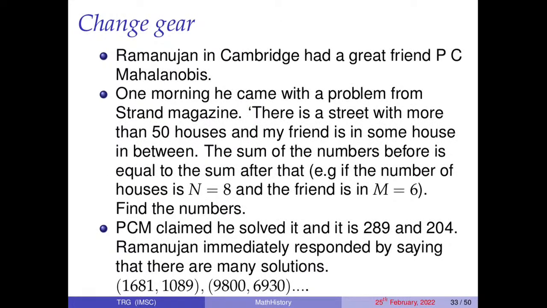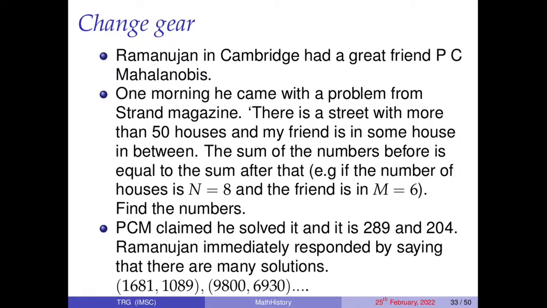Okay, I'm going to change gear, because I mentioned this problem, n x squared plus 1 is equal to y squared. Slight change in gear. Ramanujan was in Cambridge and he had a great friend, a well-known person, P.C. Mahalanobis, the founder of ISI. He was a great moral support for him, because there was no other Indian to whom he could talk about his problems. That's a different story by itself.